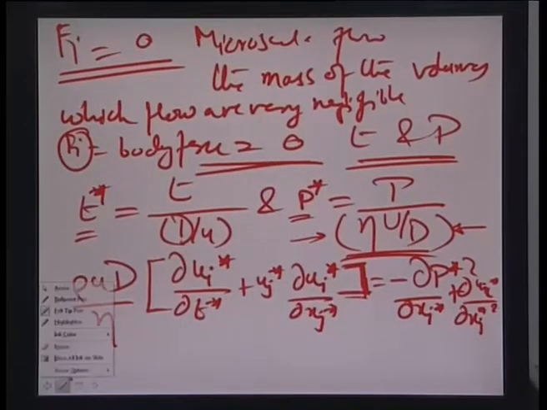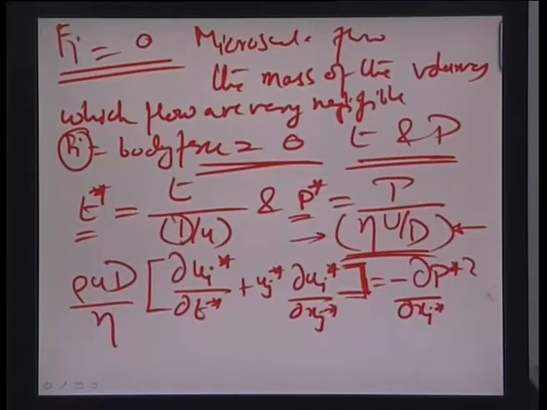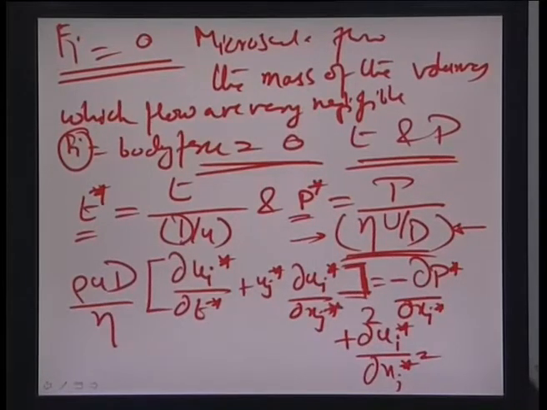Let me just write this in a little more clearer manner. So this is minus del p star by del x i star plus del 2 u i star divided by del x j star square. So that is what essentially the relationship would be in a totally scaled down manner.